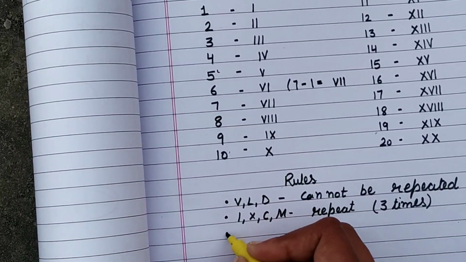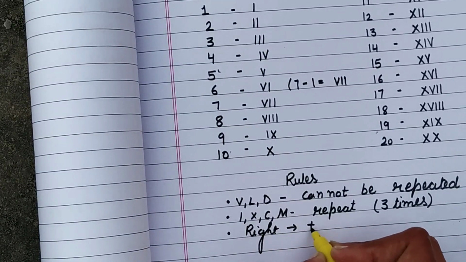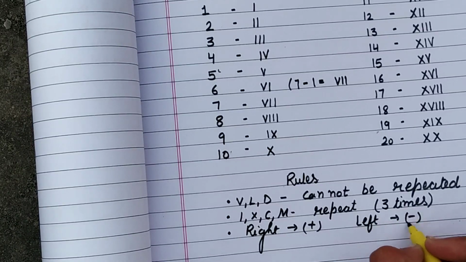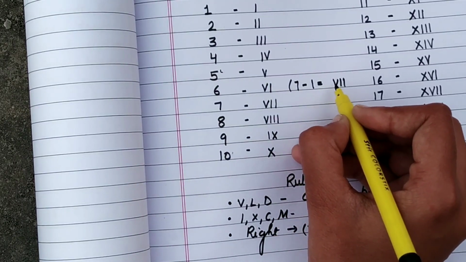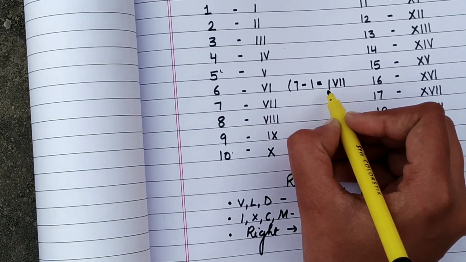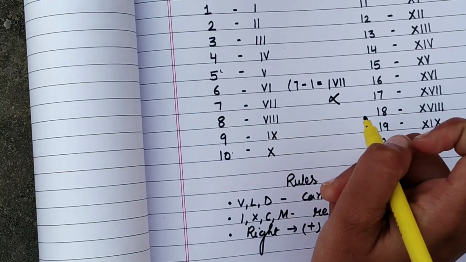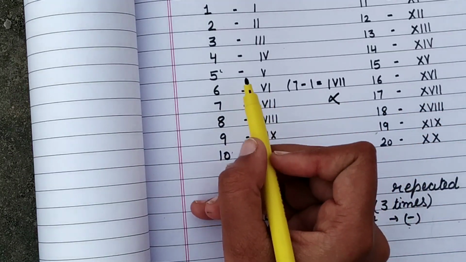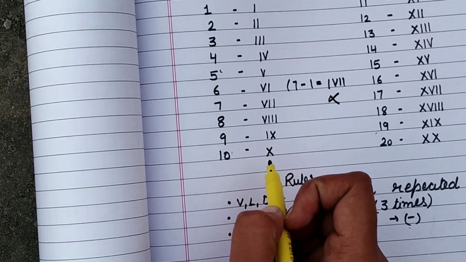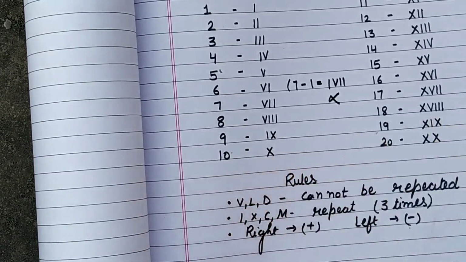One more rule was that right means add and left means subtract. So to subtract 1 from this 7, I have to write I here. Accordingly, this must be 7 minus 1, 6, but it is wrong, because the rule says you can subtract 1 from 5 and 10 only. Fine. So that is one thing.